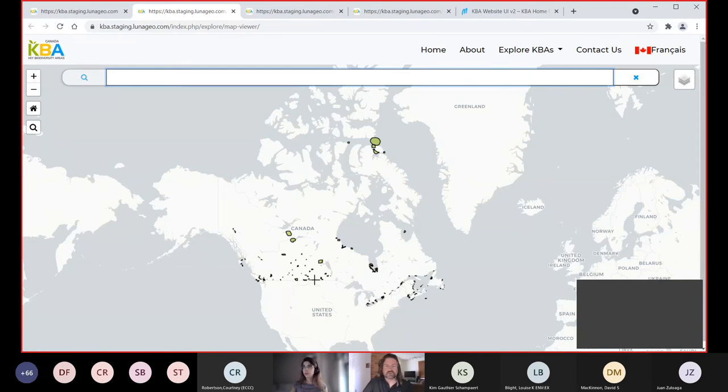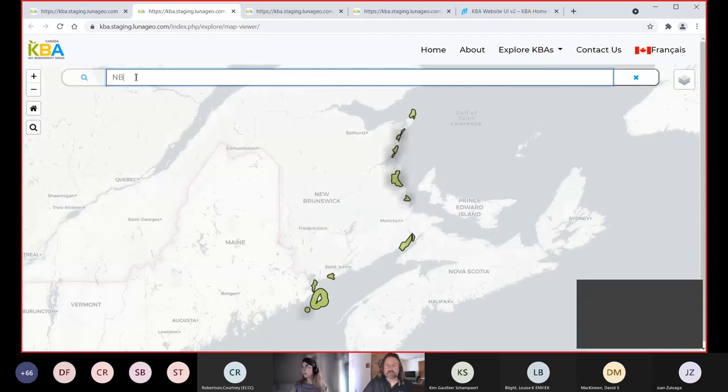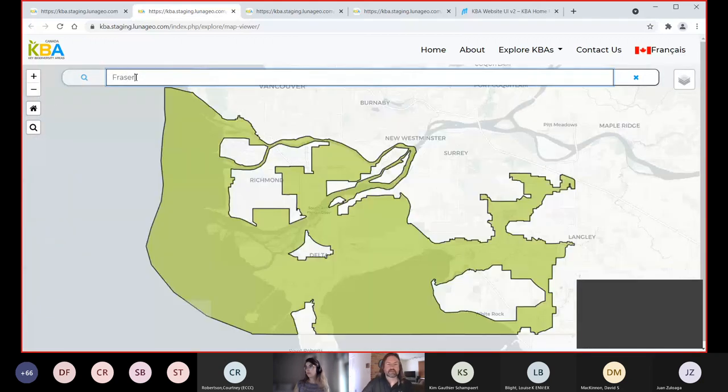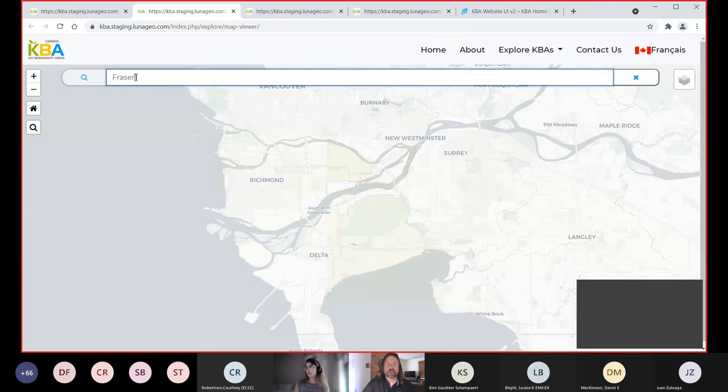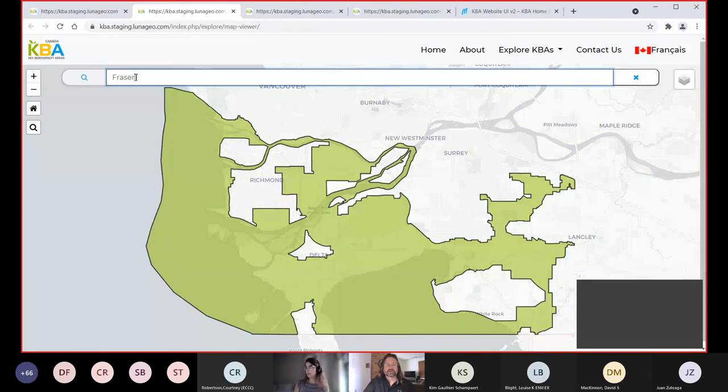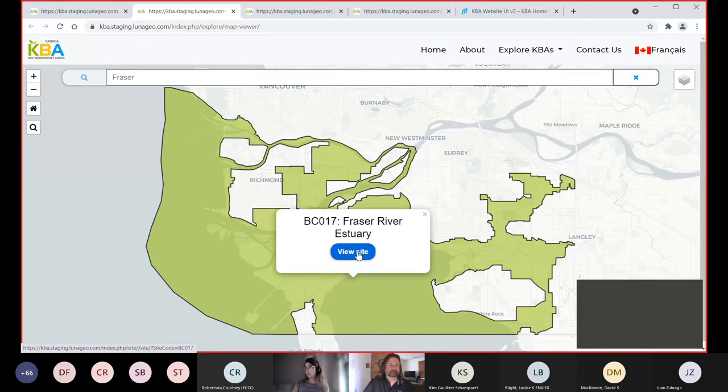So this is a standard kind of web map, zooming in and zooming out and so on. But what's quite neat about it at the top here is that I can type in provincial codes and it'll filter out the results and just zoom right to a particular province if I enter a province code. Or if I happen to know the name of a site, I'm familiar with the site, it will zoom right to that site, in this case, the Fraser Estuary in British Columbia. And then, of course, any polygon can be clicked on and it brings up more information. And a link goes off to the more detailed site summary page, which I'll show you right now.